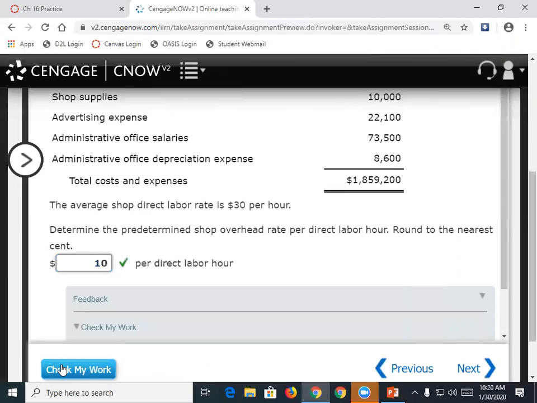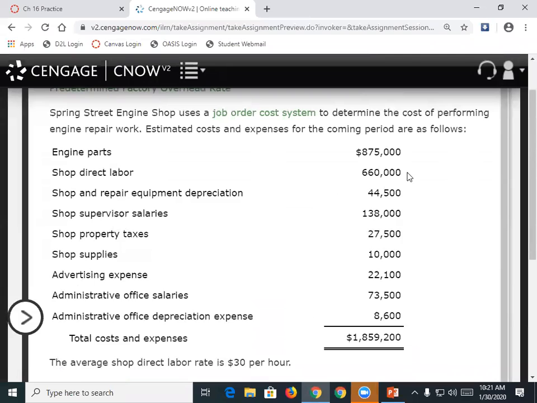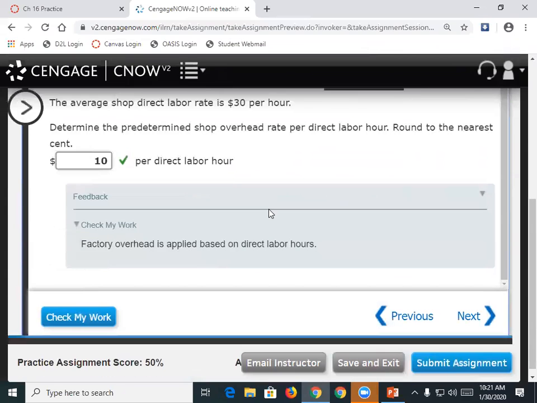Any questions on that one? You're not following? Where did you get that 66? The 660,000 was my total direct labor cost right here. So I had to figure out my direct labor hours. Any other questions? Okay, well, we're good right now on the problems.